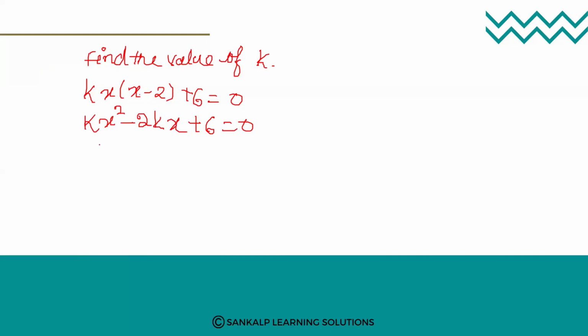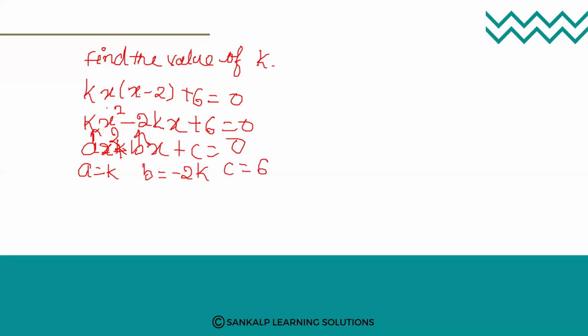Right? Now, a is k. So now it is in the form ax square plus bx plus c, right? A value is k. Therefore, a is equal to k. B value is minus 2k, right? C value is 6. So, b value means coefficient of x. A value is coefficient of x square, that is k here. Coefficient of x is the value of b, that is minus 2k. And c value is 6.